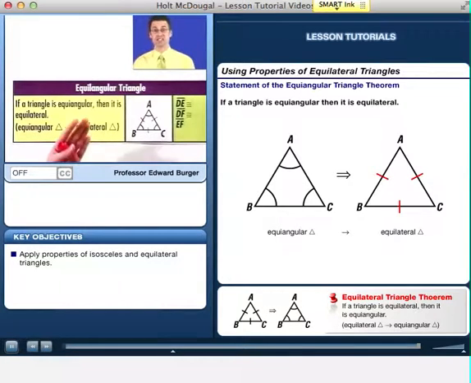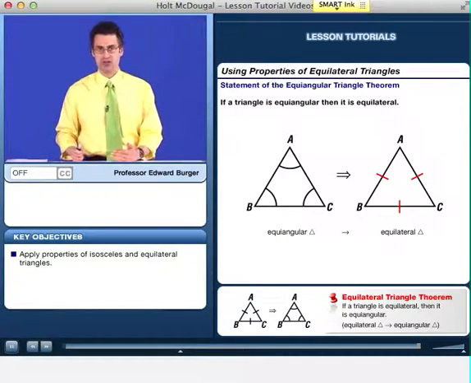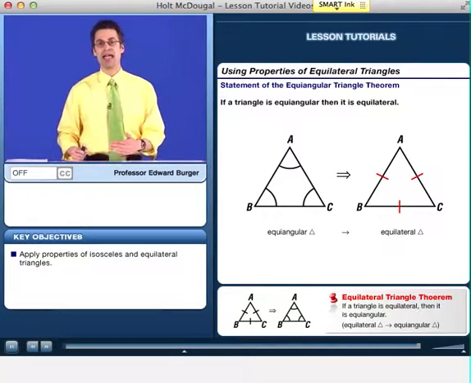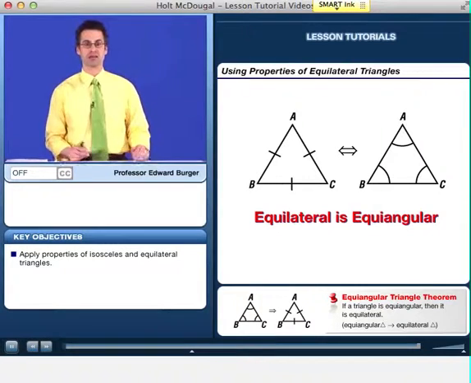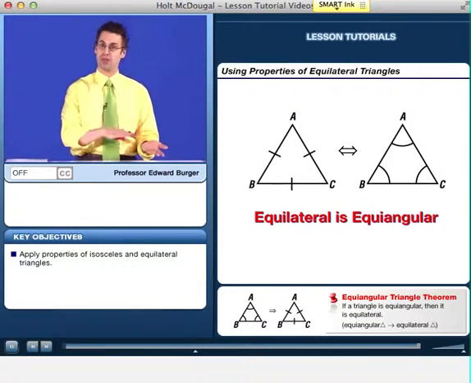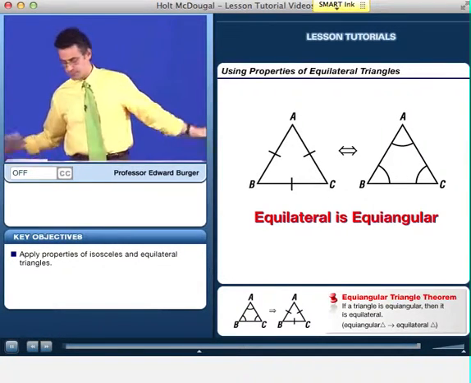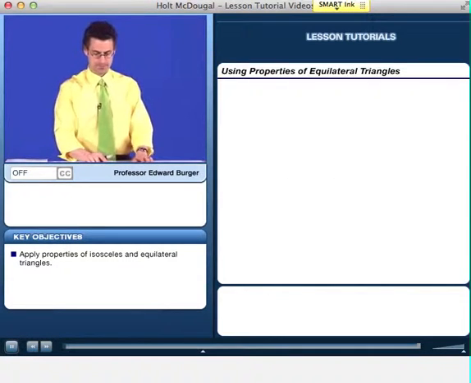So in fact, what we're seeing here, to put these two results together, is that equilateral triangles are identical to equiangular triangles. They actually are the exact same thing. If you're one, then you're the other. If you're the other, then you're the one. Let's take a look at some examples.